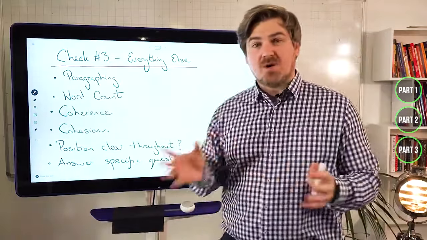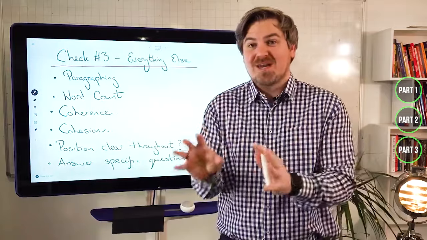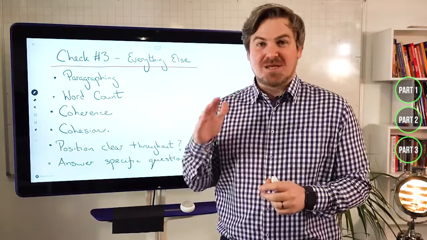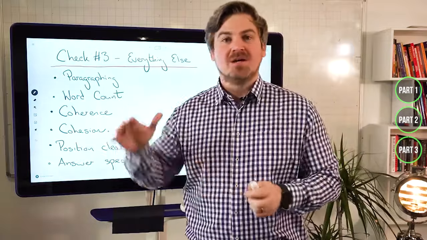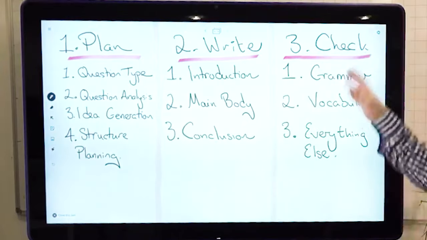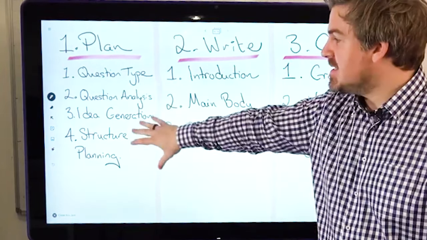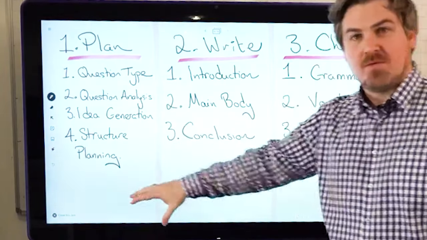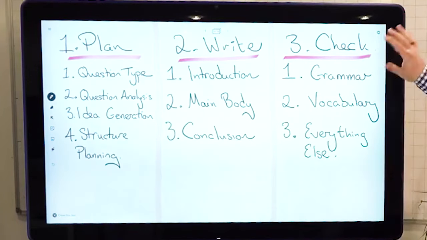And if you check all of those things, I guarantee you that you're going to spot a few things and be like, oh, if I kept that in, I would have got a lower score than I was hoping for. And by doing all of that checking, you're going to get the score that you deserve. So everything you need to know about IELTS Writing Task 2, question type, question analysis, idea generation, structure planning, for the planning stage, how to write an introduction, main body paragraph and conclusion, and then make sure that you're checking your grammar, checking your vocabulary, and checking everything else.